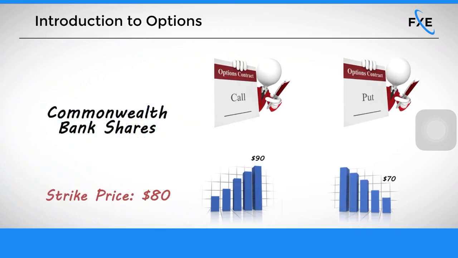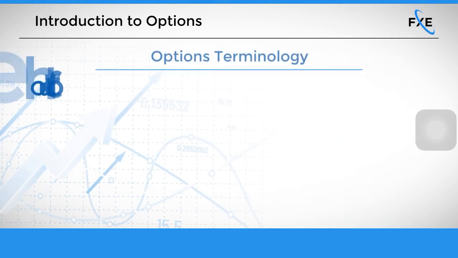In the case of put options, it means that the share price is below the strike price. As an example, if CBA is trading at $70, because the strike price is $80, the option is $10 in the money.